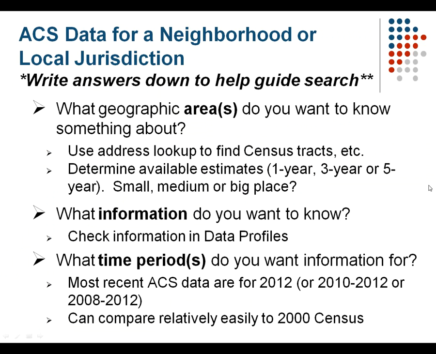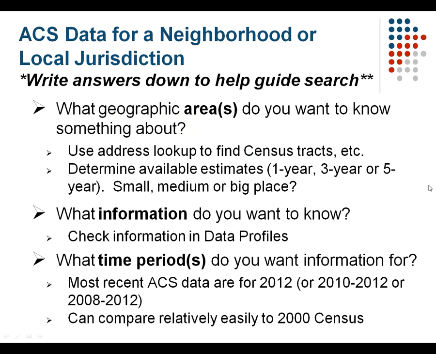Ask yourself, are you talking about a small, medium, or big place? Because that will determine what period estimate you want. Remember, if you're looking at a small place, you're going to be using these 5-year estimates. So a place with less than 20,000 people. A medium place, between 20 and 65,000 people, you can use 3-year estimates, and then a bigger place, you can have these 1-year estimates. What information do you want to know?